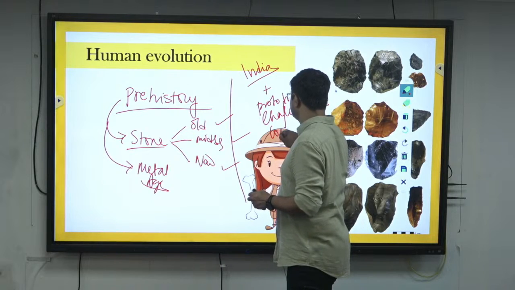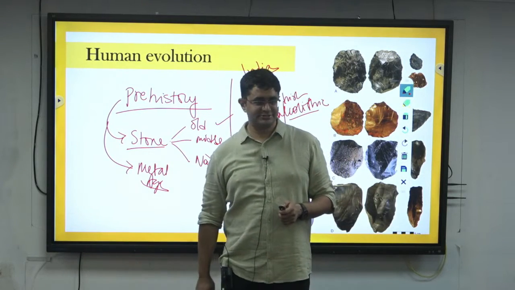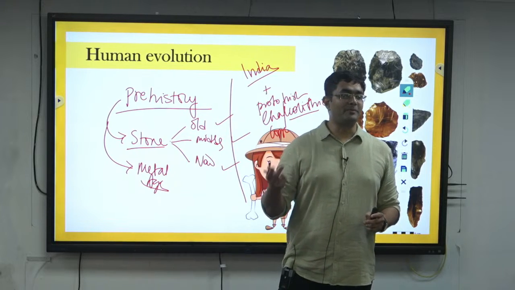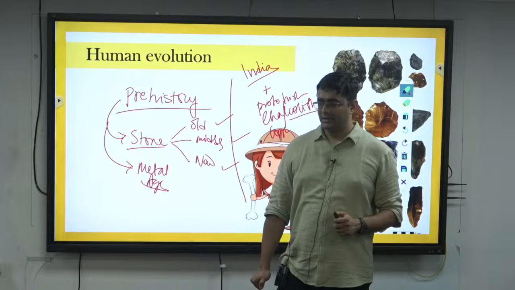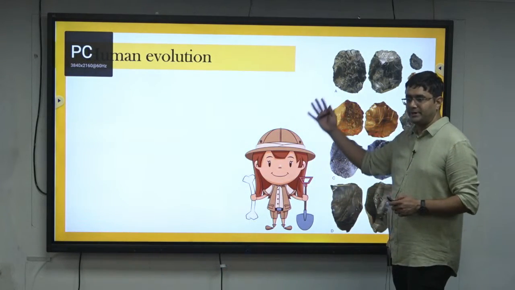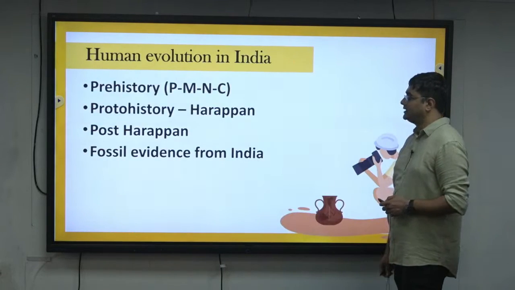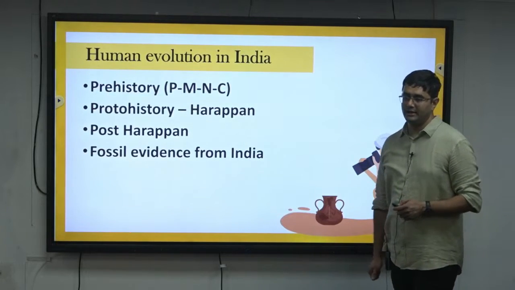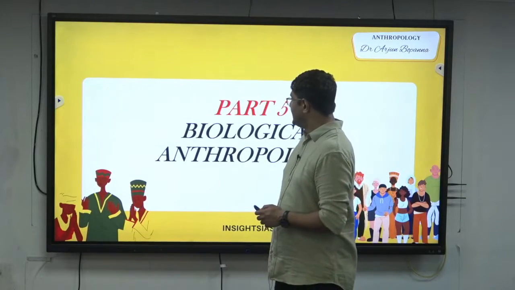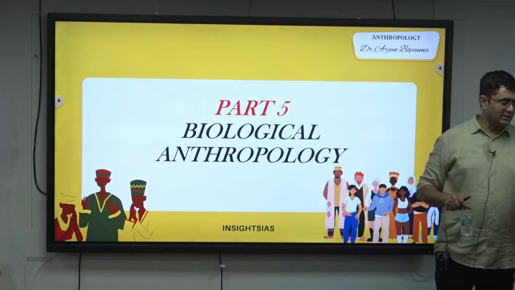Chalco means copper. Lithic means stone. So copper stone age, where stone was used primarily, and along with stone, copper was added. That is what we study in Indian anthropology as part of paper 2, but together. So here we study about physical evolution and human evolution in India. Is that okay, guys? So this is part of the evolution. And the last part, the fifth part, is biological anthropology.